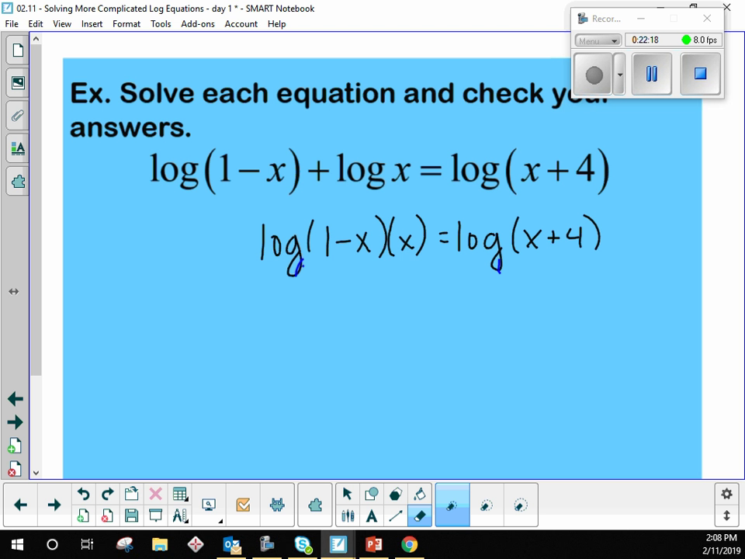In order to lasso successfully, what should be on this side? What kind of thing? Just a number, right? Or some other kind of expression, but definitely not a log. So I've got log equals log. What am I going to do here? Okay, distribute on the left-hand side. I'm going to do that. So distribute, distribute.